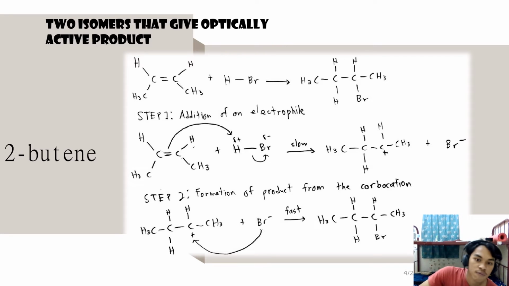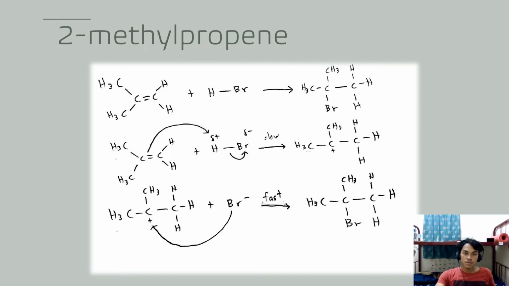For the second step, formation of product from the carbocation, the bromide ion will attack the carbocation, and the final product will be 2-bromobutane. This reaction rate is fast. For the second one, 2-methylpropene.